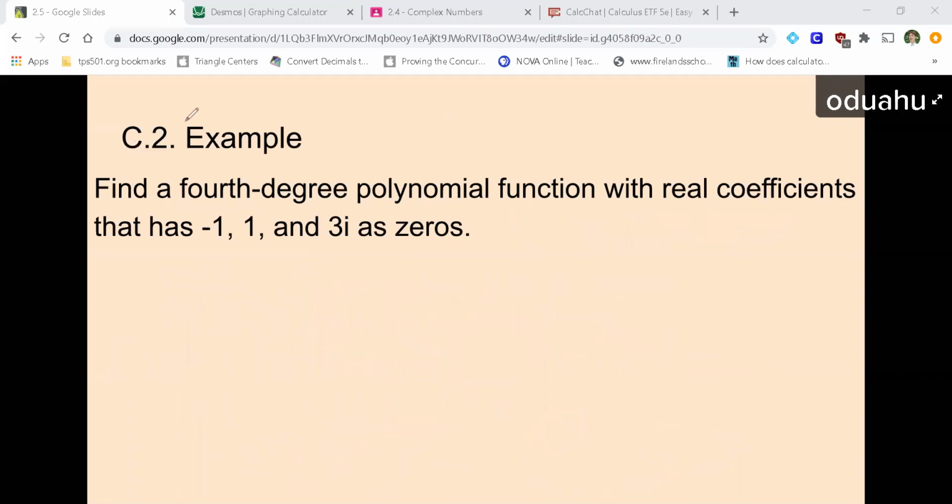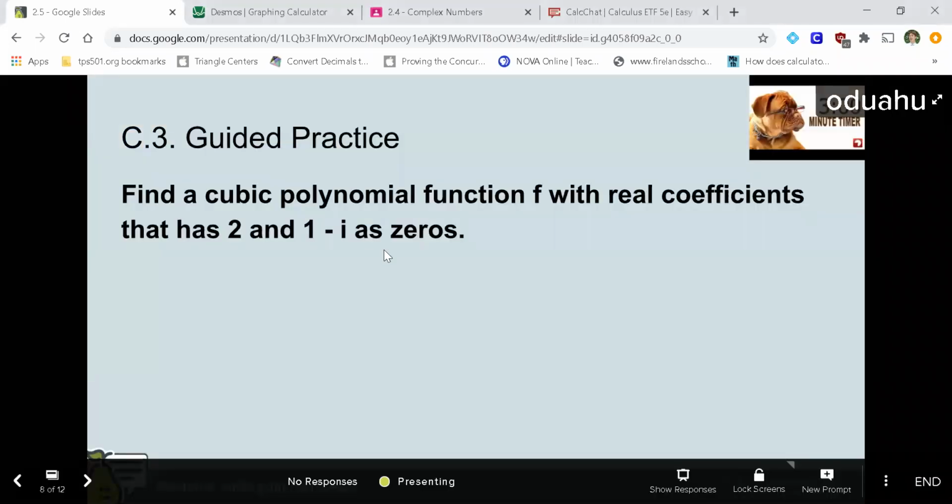All right. Your turn. Find a cubic polynomial with real coefficients that has 2 and 1 minus i as zeros.